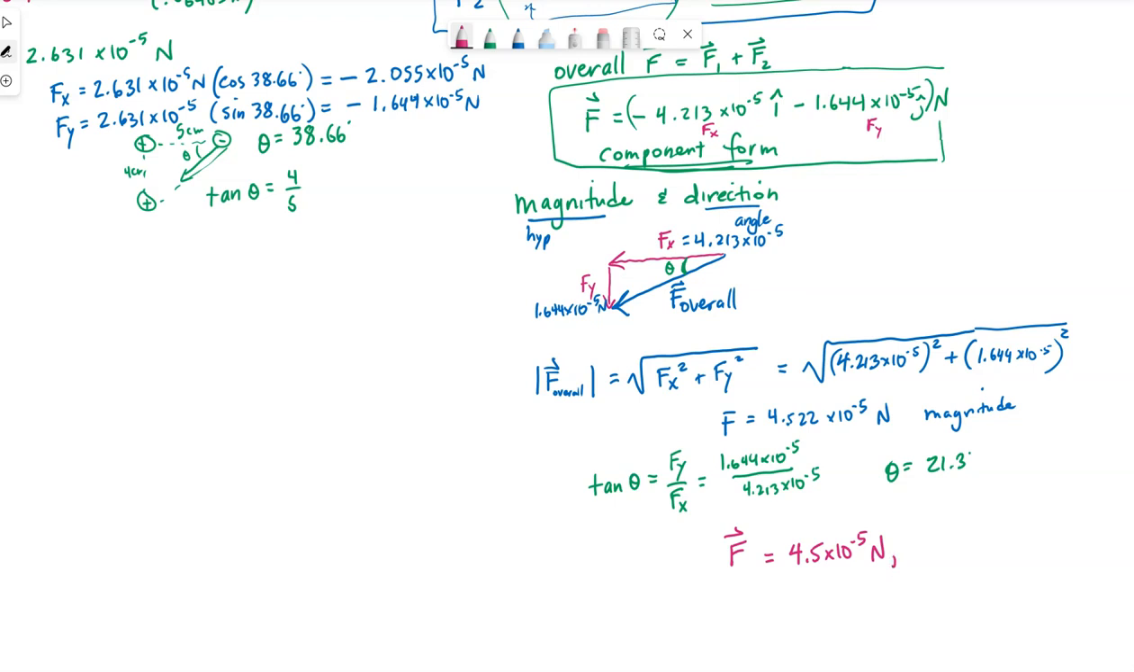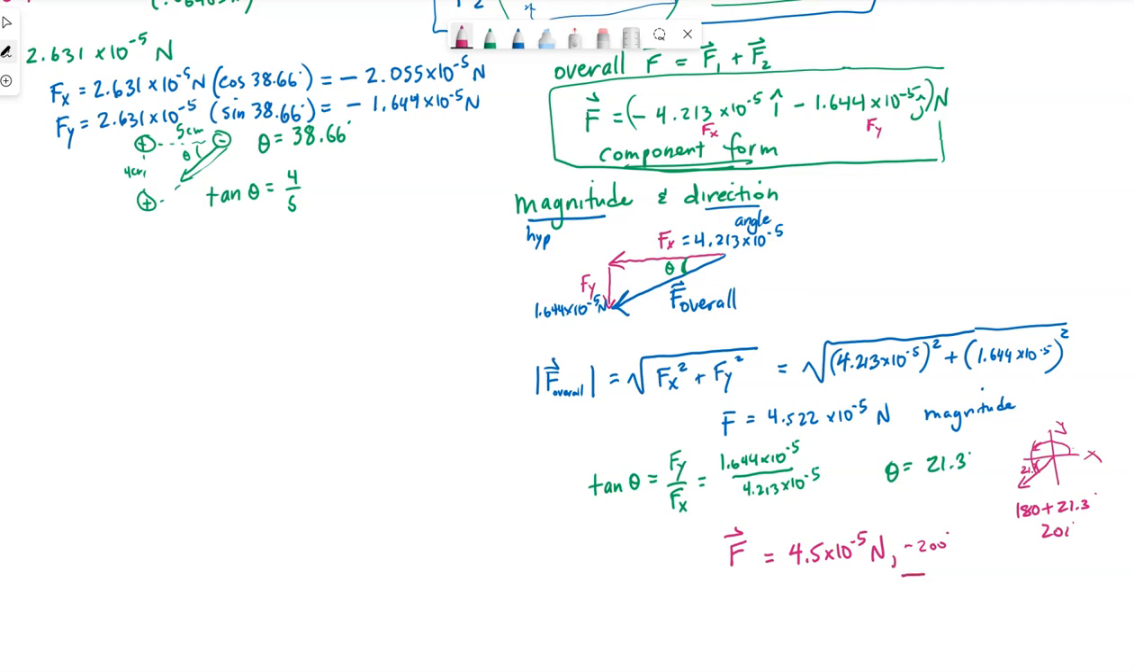The angle, this direction, goes back to the polar coordinate system. In a polar coordinate system, we measure theta going counterclockwise from the x-axis. Since this is the 21.3, measuring all the way down to this angle, we actually need to add 180. So 201 degrees, so essentially 200 degrees in terms of 2 sig figs.